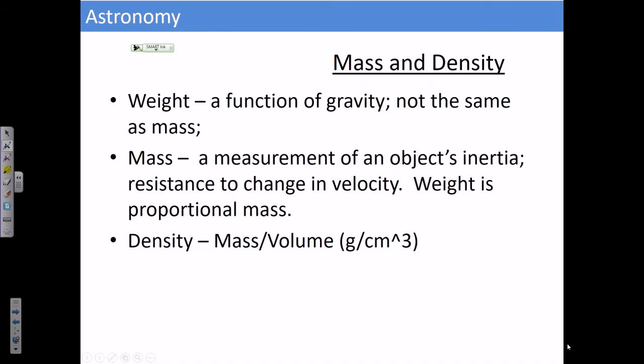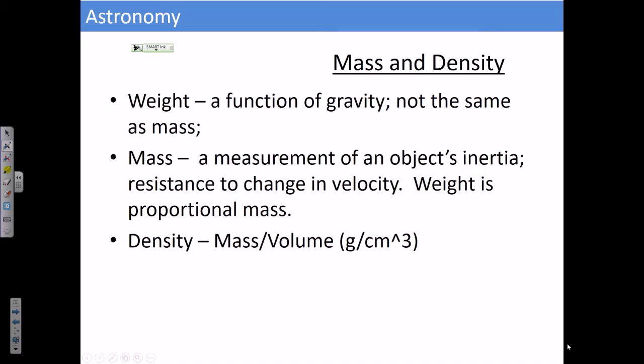So let's think about what density is. Okay, and let's think about weight. Weight is a function of gravity. It's not the same as mass. Mass of something is a measurement of an object's inertia. So it's a sort of perfect measurement, intrinsic to the object, whereas weight is a function of gravity. Okay, so it's proportional to something.